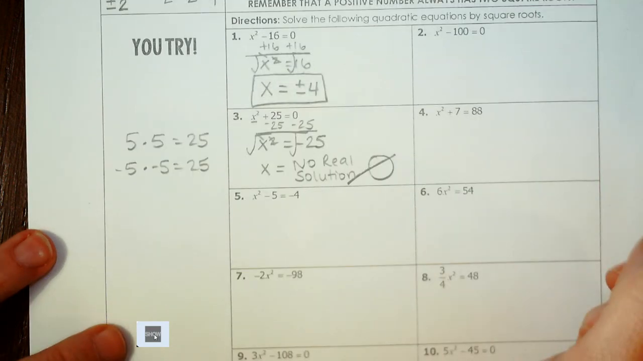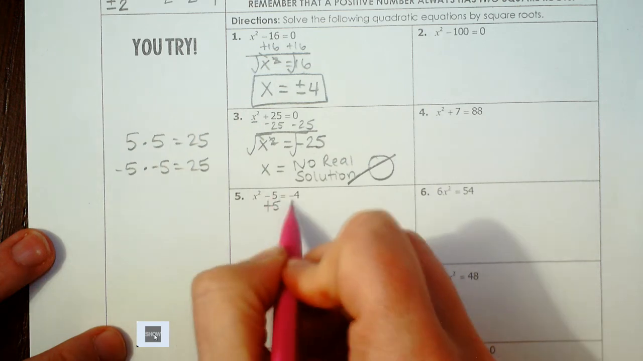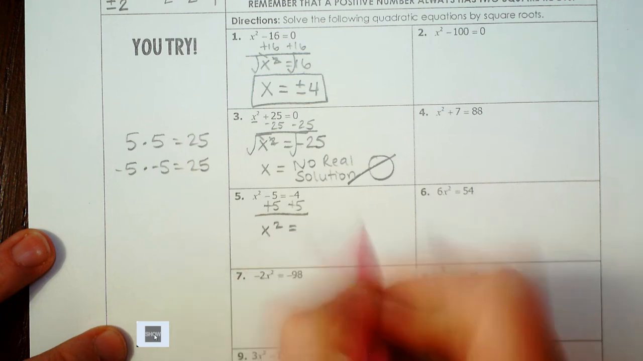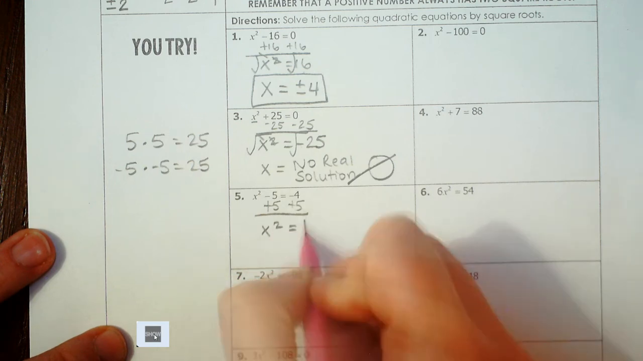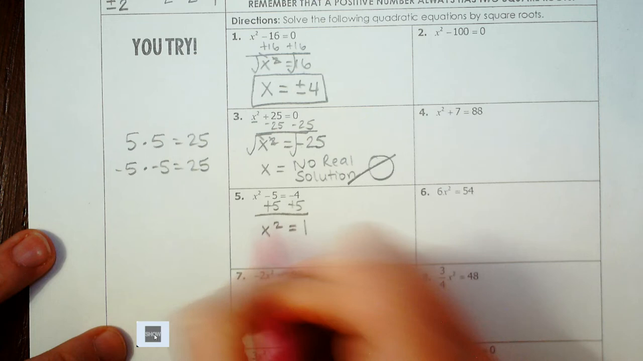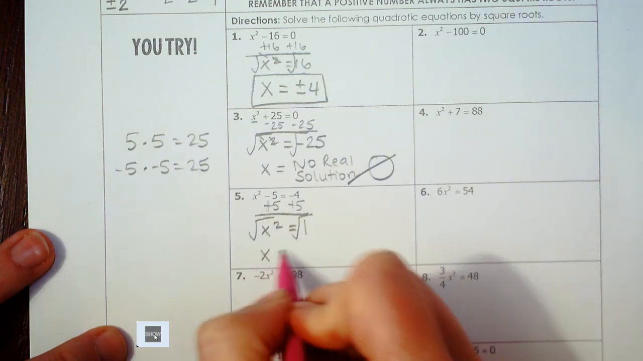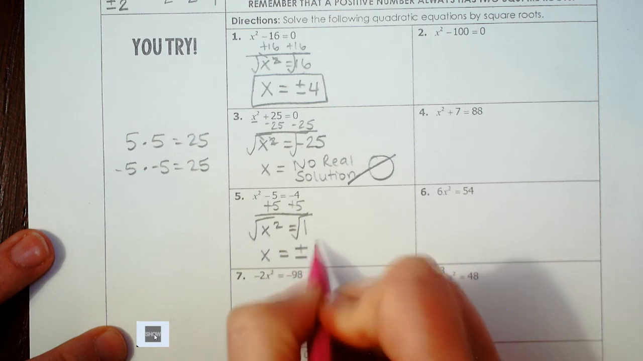All right, let's move on to number 5. First step would be add 5 to both sides. Gives you x squared equals -4 plus 5 is 1. Take the square root of both sides. X equals positive and -1.